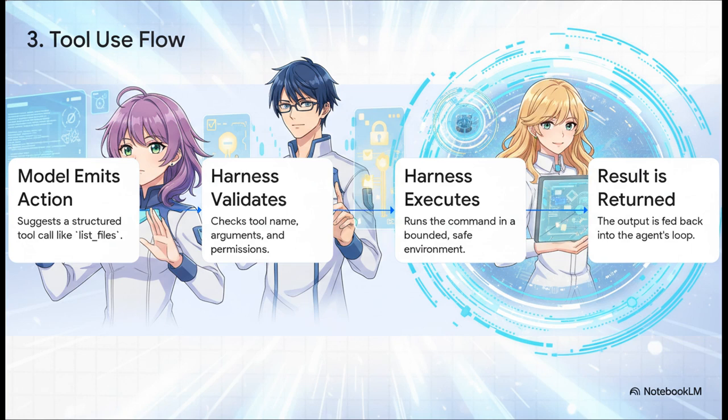Okay, so how does the agent actually do anything? This is how it gets its hands. The model doesn't just start typing code randomly, it suggests a very specific action, like list files. The harness then acts like a careful supervisor. It checks if that's a valid tool, if the arguments are okay, and it might even ask you for permission first. Only then does it safely run the command and feed the result back to the model. It's this safe, reliable loop.